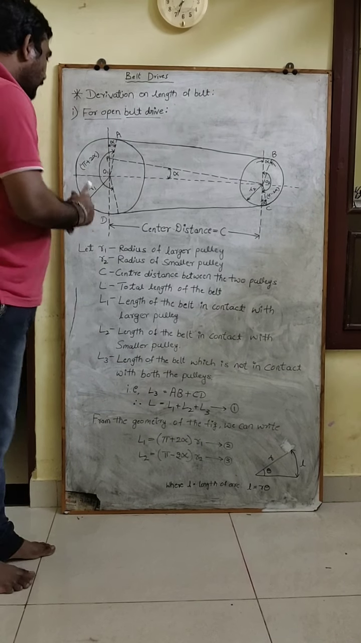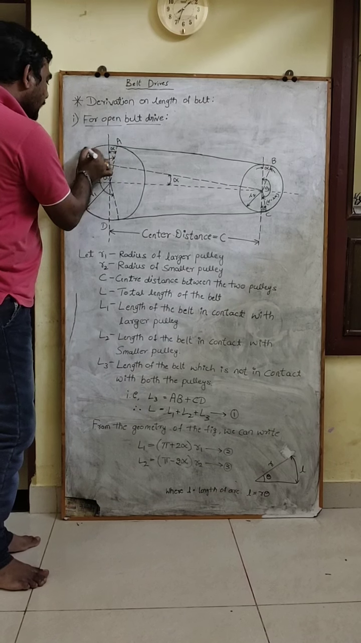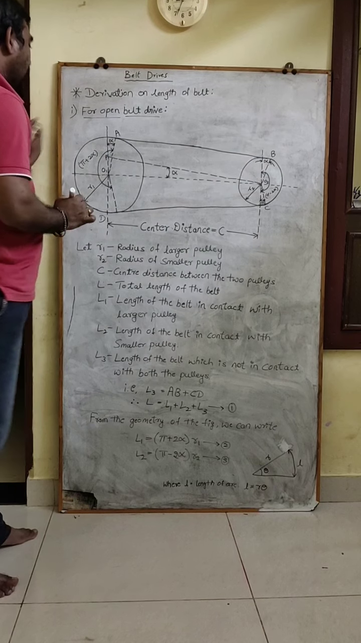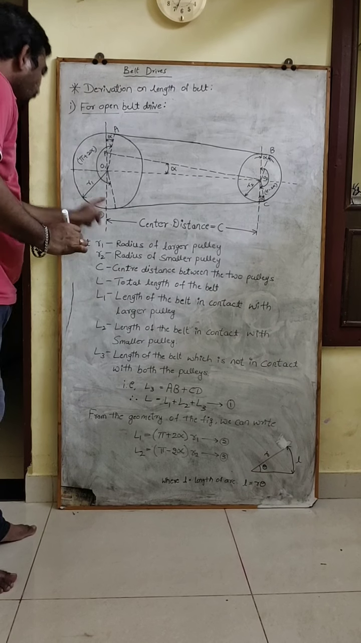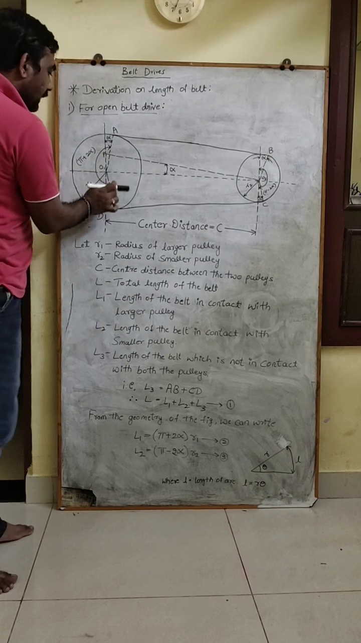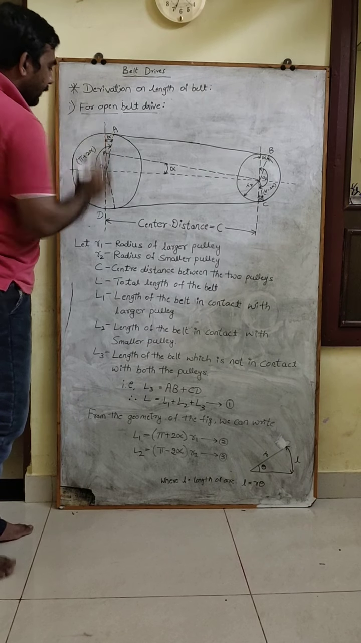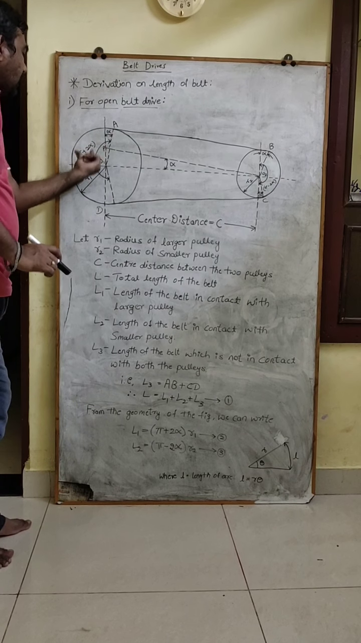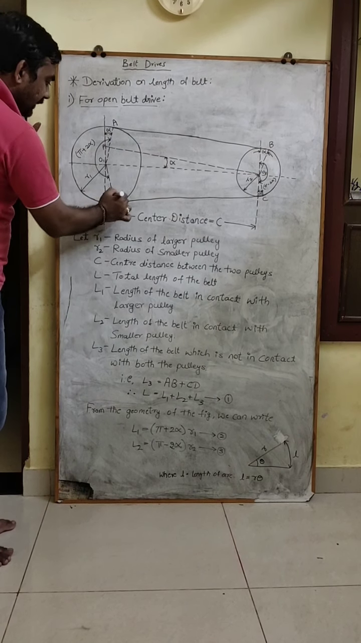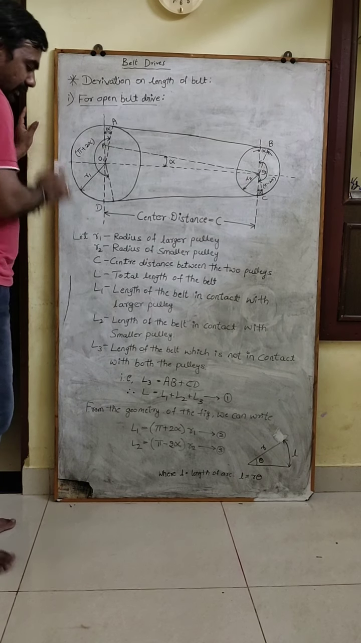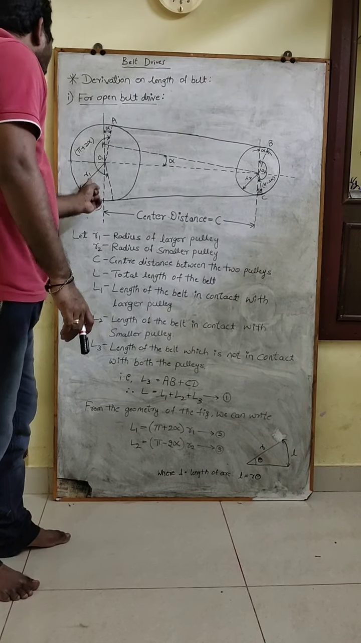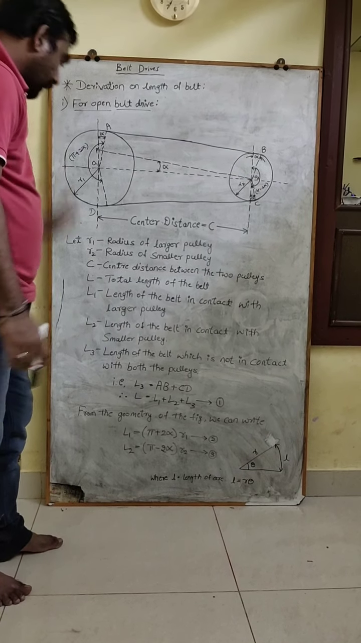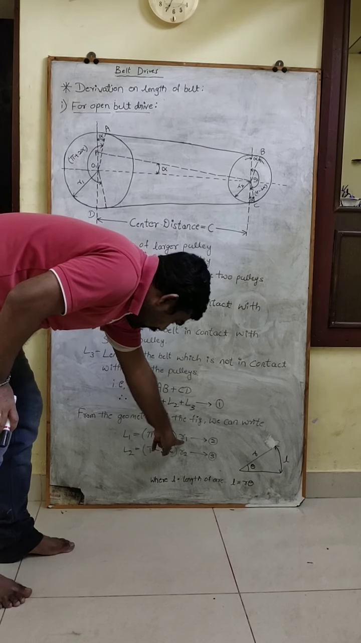From this figure, L1 is the length of the belt which is in contact with the larger pulley. So this much you can take as L1. To take L1 up to here, this is pi, and here you have a small angle alpha. So the angle is pi plus 2 alpha. The arc of contact into its radius R1, that is pi plus 2 alpha into R1, will give you the length of contact on the larger pulley. So L1 equals (pi plus 2 alpha) into R1.